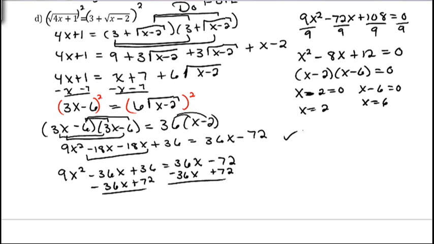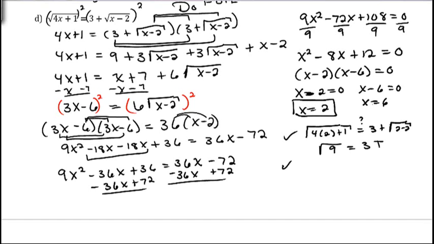Again, you need to make sure that you check both of these solutions. So plug 2 back into our original equation. So that's the square root of 4 times 2 plus 1. So is this equal to 3 plus the square root of 2 minus 2? And here we get the square root of 9, which is 3, is equal to, and this is the square root of 0, which is just 0. And so that one does work.